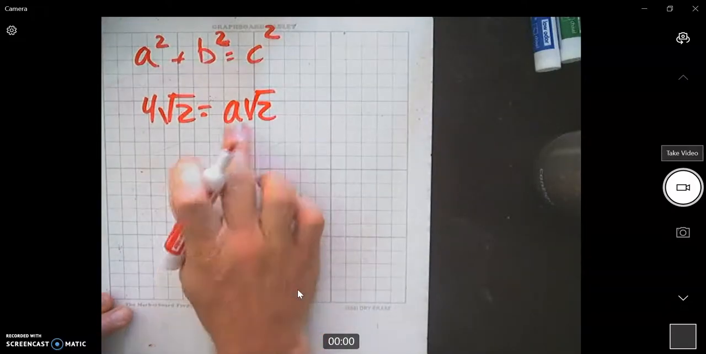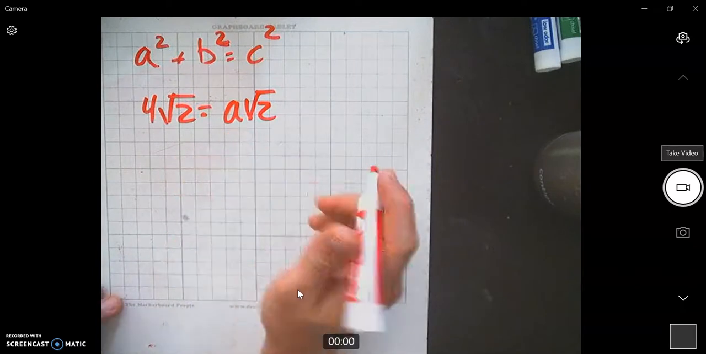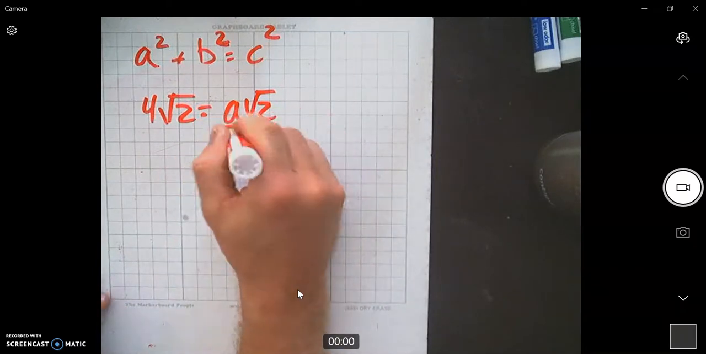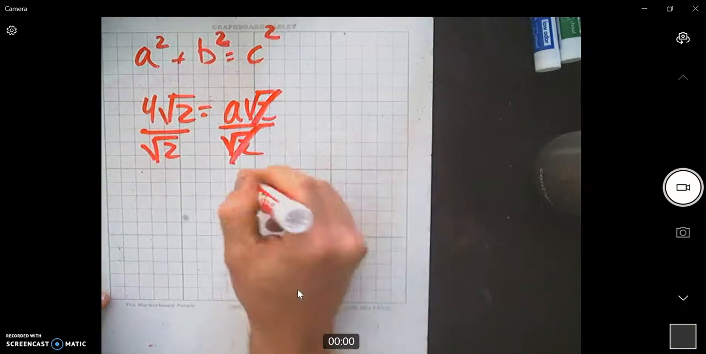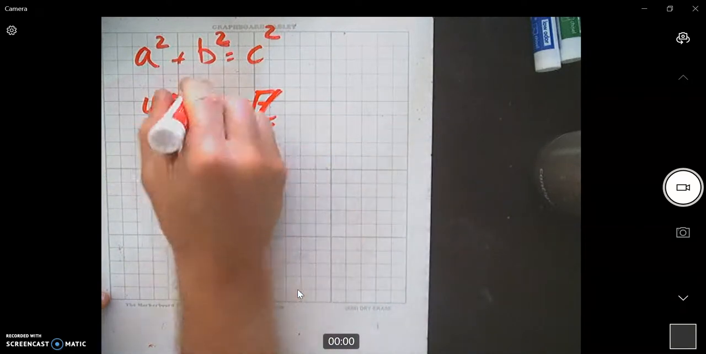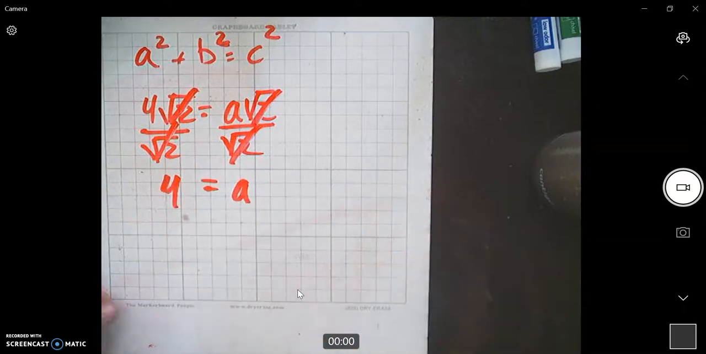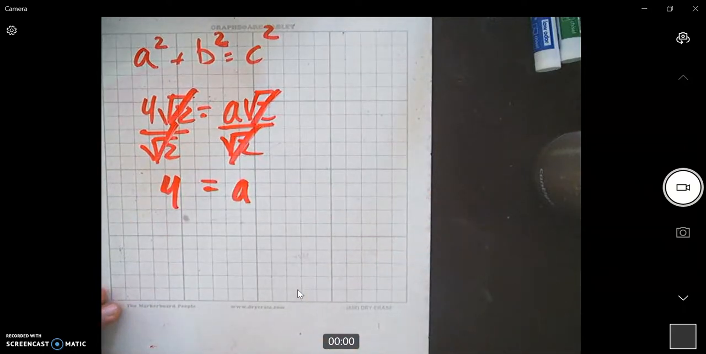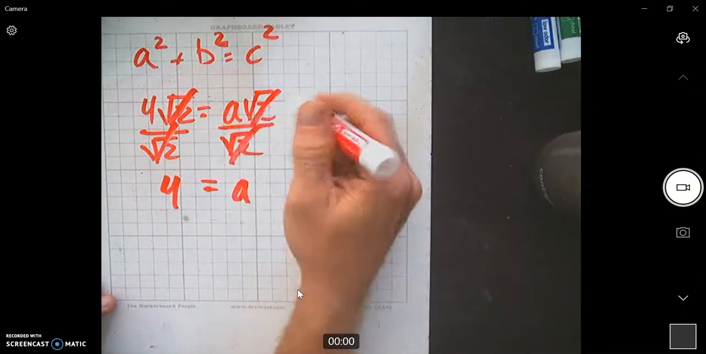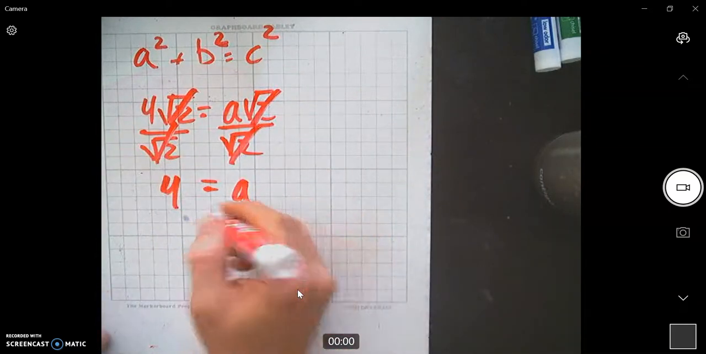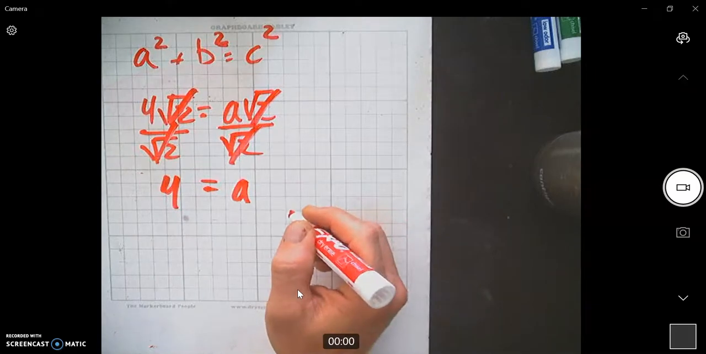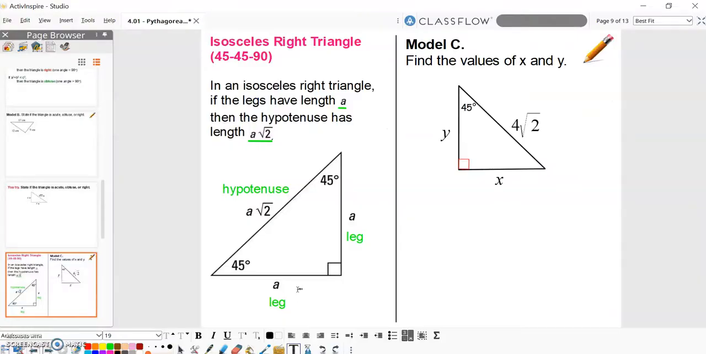All right, so we're going to solve for a, so we can find out what a equals. Well, we're going to get a by itself, so we're going to divide by square root 2 on both sides. These cross off. We're left with a on the right side is equal to 4. A is simply 4. Okay, so it won't always be this easy. Sometimes we'll have to do more work or more math to figure out what our a equals. But in this situation, a equals 4, and in our triangle, a was both sides.